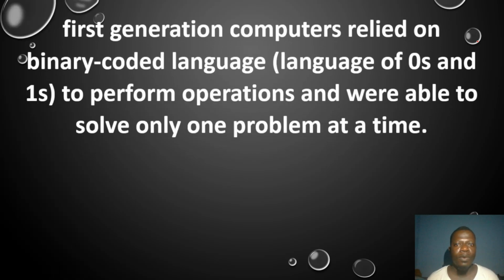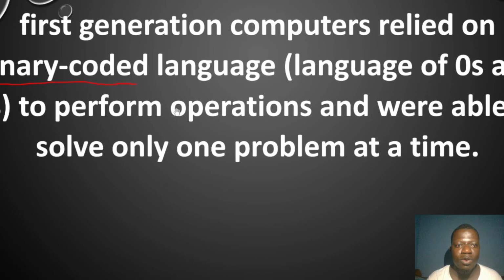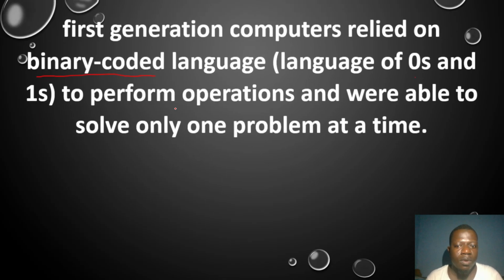When we talk about the first generation of computers, we are saying that they were invented in the 1940s to 1950s, and they made use of the vacuum tube. They relied on binary coded language, which means they made use of zeros and ones. I hope that's clear. They make use of zeros and ones to perform their operations. So let's move on.